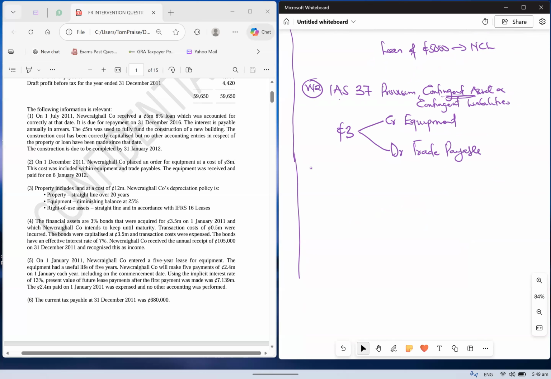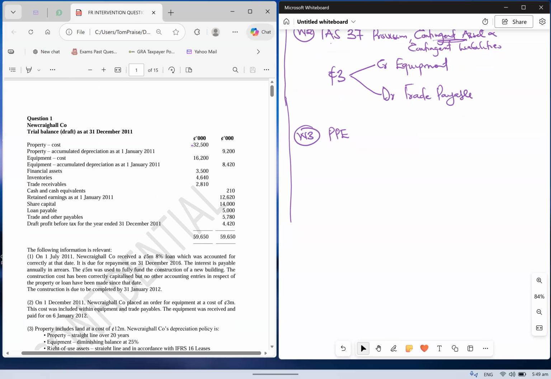All right. Then workings 3 is for note 3. So for each note, you make the note the number. It makes the marking easier. Property includes land at a cost of 12 million. New Craig Hall depreciates. So it means now we need to do our PPE schedule. We need to just do everything about PPE. So what are the assets there? We have property. We also have equipment.